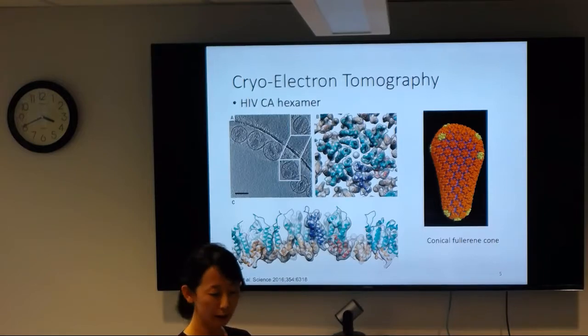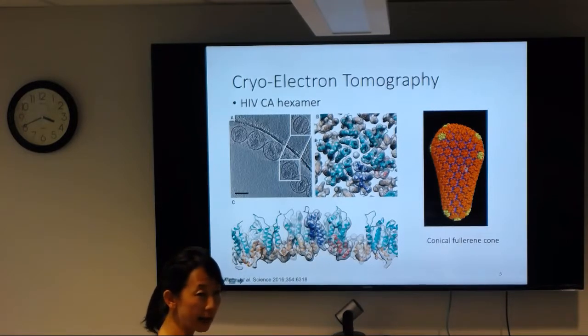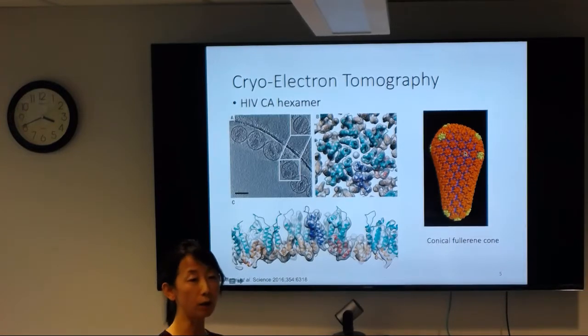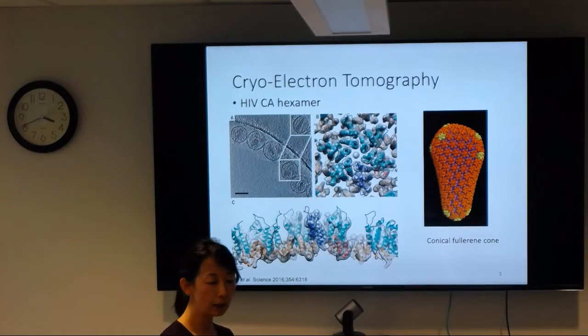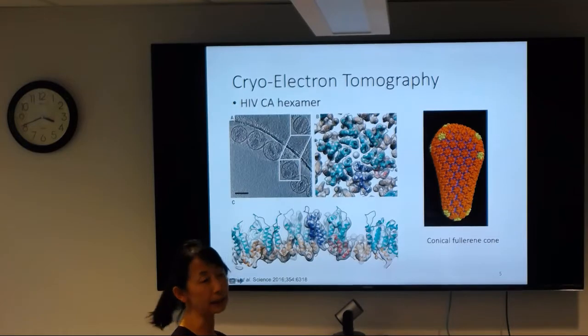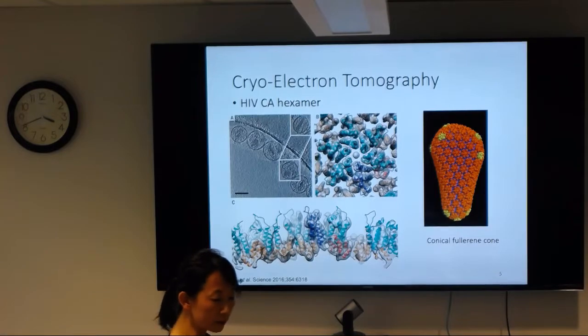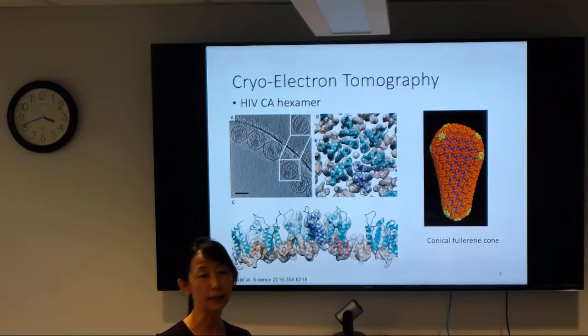But remember, the capsid is not a perfect lattice or tube. It's a conical core structure made of hexamers and pentamers, and the positions of the pentamers are also very variable. Only in this situation, by tomography, can you see the flexible parts and the variable parts of different domains in the capsid protein. This is something the hexamer lattice or the tubular structure by single particle will not be able to resolve.